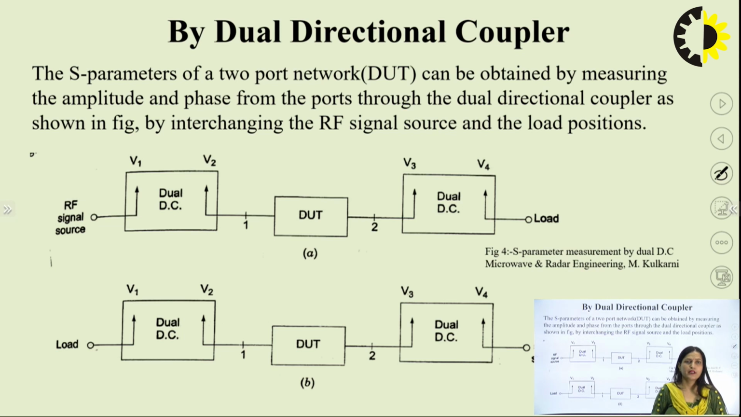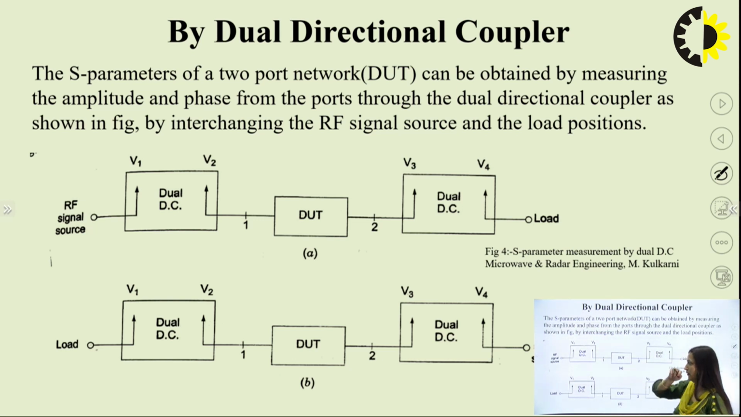Measurement of S parameter by the second method, that is the dual directional coupler. So this is your dual directional coupler. Here we first use it in the first direction, from 1 to 2, then the reference and load are interchanged. The S parameters of a two port network can be obtained by measuring the amplitude and phase from the ports of the dual directional coupler by interchanging the RF signal and the load position.